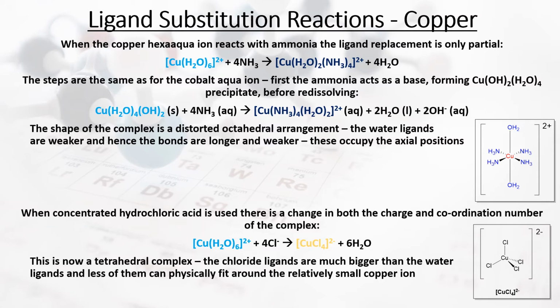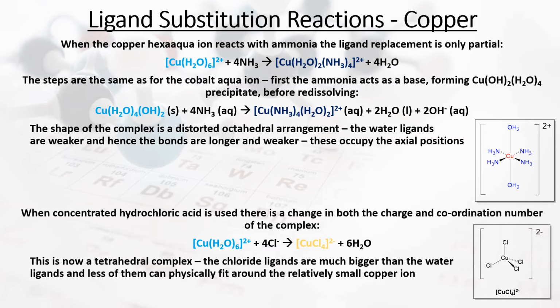For our hexaaqua ion, we have 6 water molecules because they're all the same. All of those bond lengths are exactly the same, and so we have a perfect octahedron. For this complex, we have 4 ammonia ligands and 2 water ligands. And so the shape is a distorted octahedron, and actually the copper-water bonds are longer than the copper-ammonia bonds.